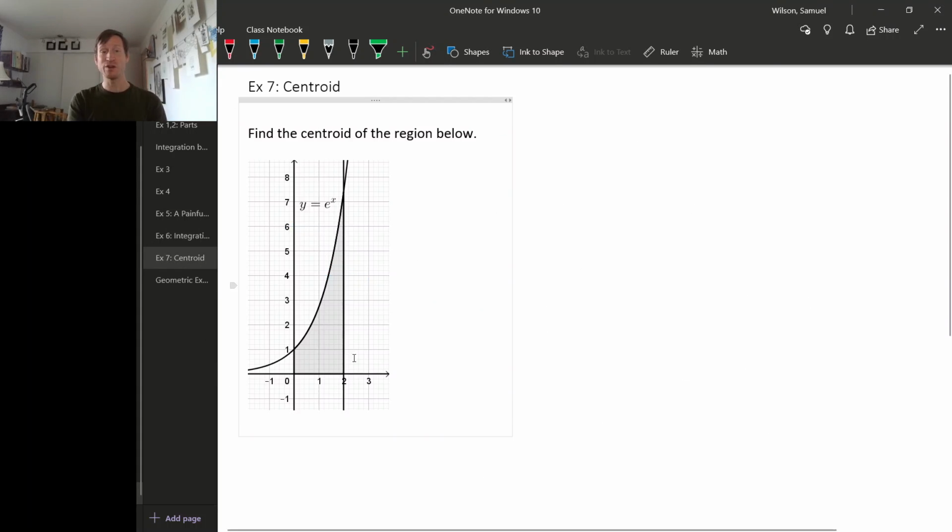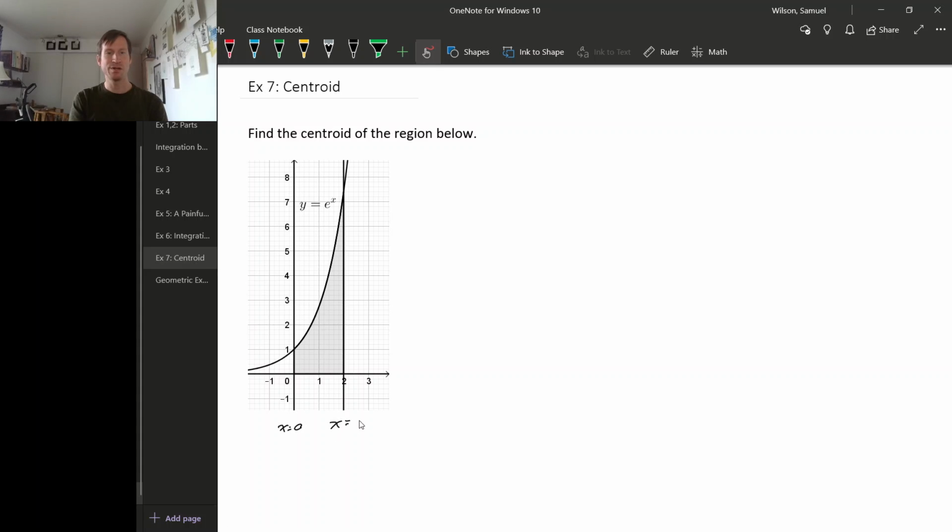Let's find the centroid of this region. It's bounded by x equals 0 right here, x equals 2, y equals 0, the x-axis, and the graph of y equals e to the x.